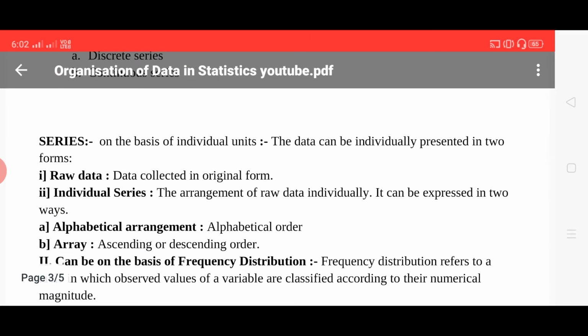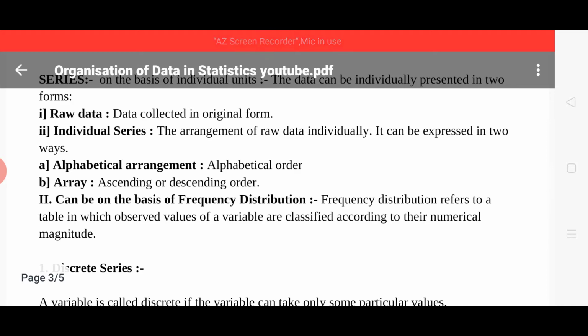On the basis of individual units, the data can be individually presented in two forms: raw data and individual series. Raw data means data collected in the original form, when we collect data from the original source. Then it is arranged either alphabetically or in ascending or descending order. We call it individual series. Arrangement of data individually can be expressed in two ways: alphabetical order; array, ascending or descending order.